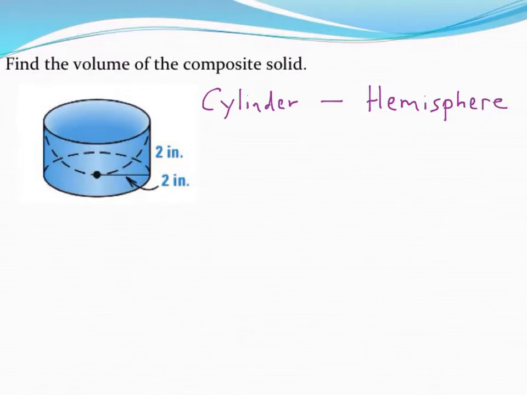So let's start with the cylinder piece. To find its volume, I need to know its base and its height. So let's go ahead and find those two numbers. I can see the height of the cylinder is just 2. From base to base, it's a height of 2 inches.